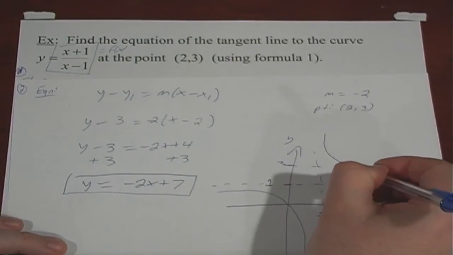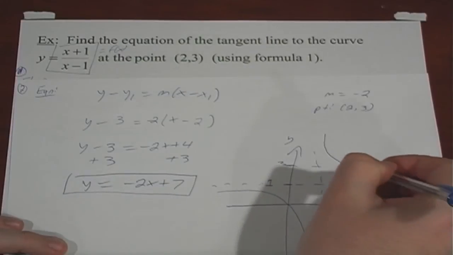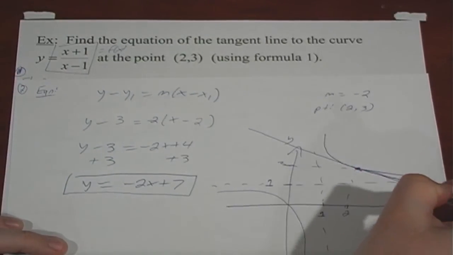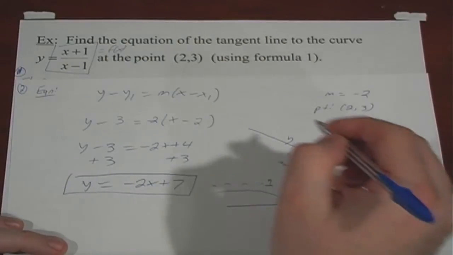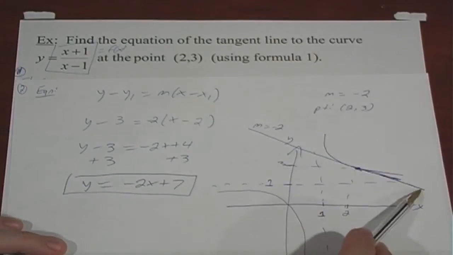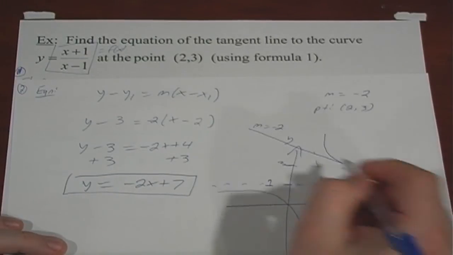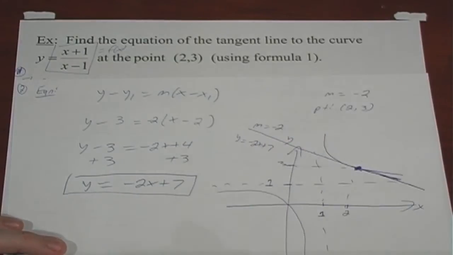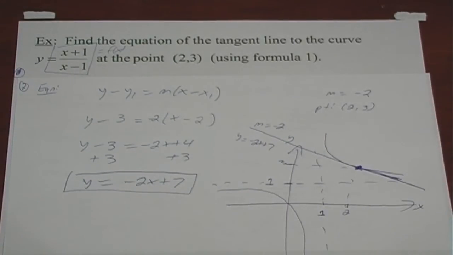The tangent line there, if I was to draw a tangent line, okay, so something like that, then I know the slope of this is negative 2. And if I wanted to, okay, so the slope of that tangent line at this point is negative 2, and the equation of that line is y equals negative 2x plus 7. Okay, so that's the story there.